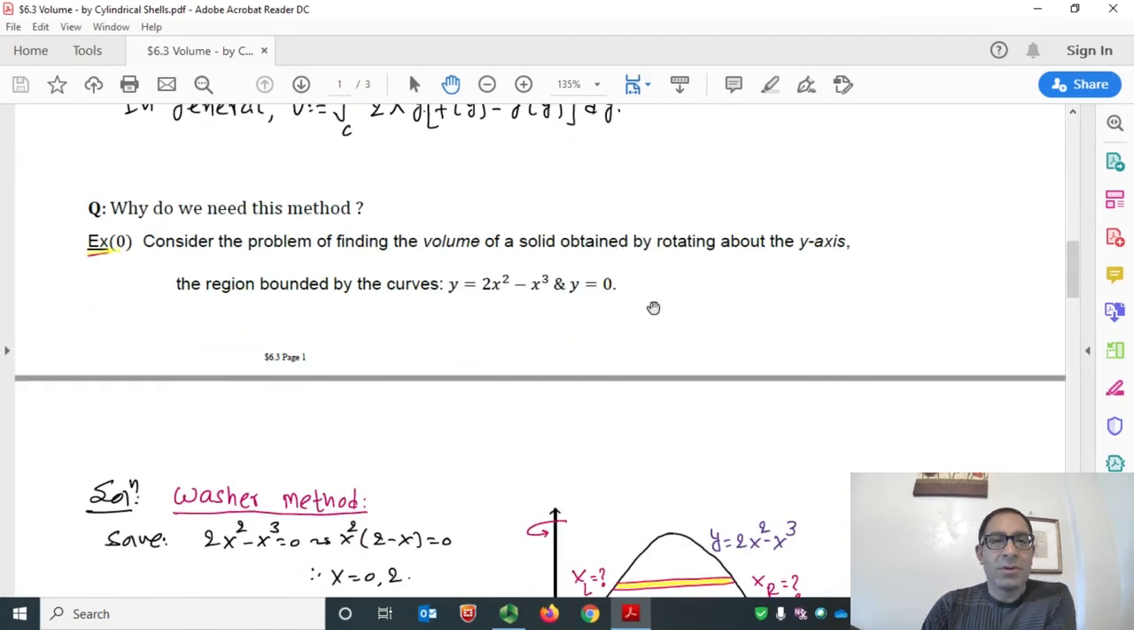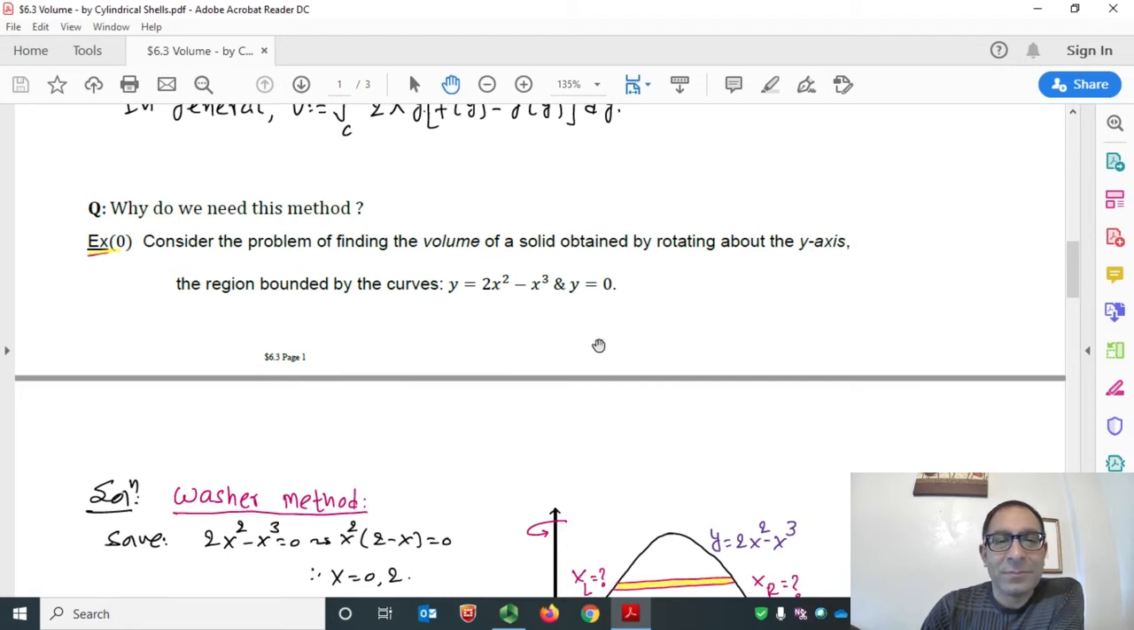You may be wondering, why do we need this cylindrical cell method? So let's observe one example quickly. It's example 0. Consider the problem of finding the volume of a solid obtained by rotating about the y-axis the region bounded by the curve y equals 2x squared minus x cubed and y equals 0.